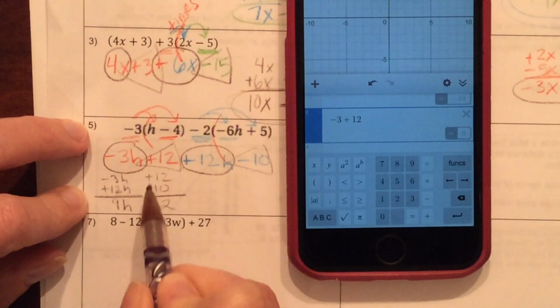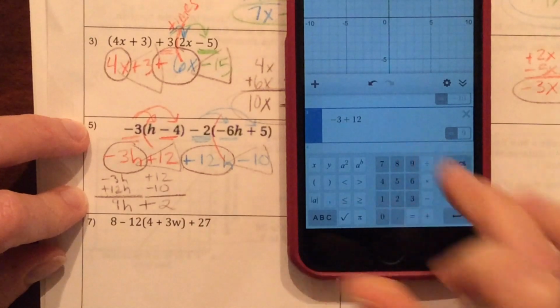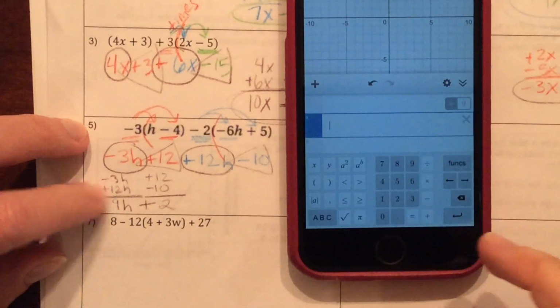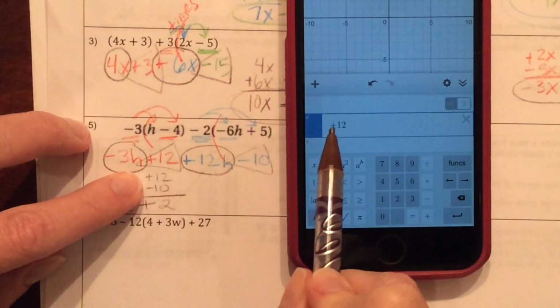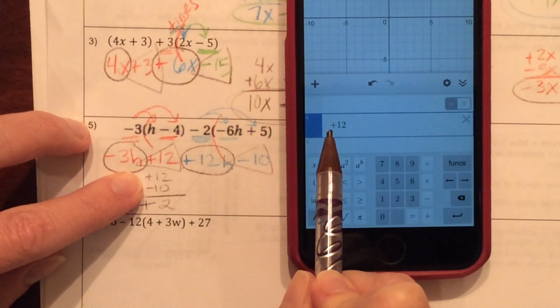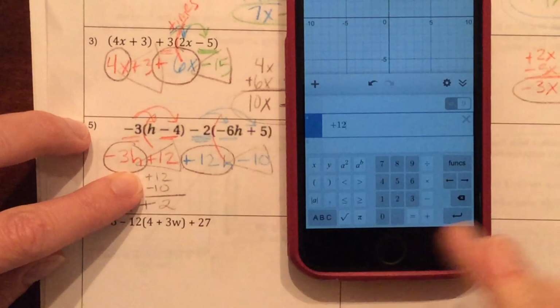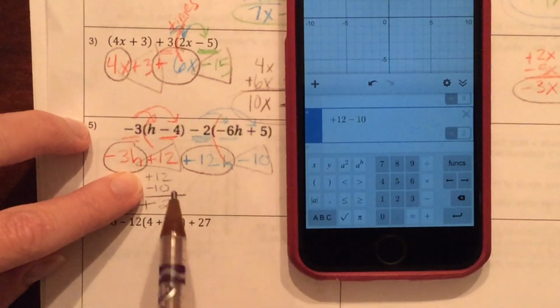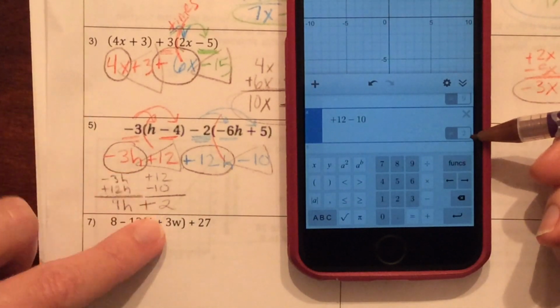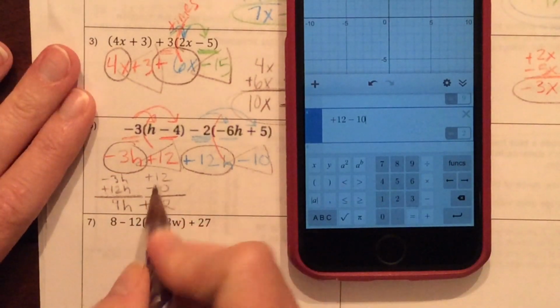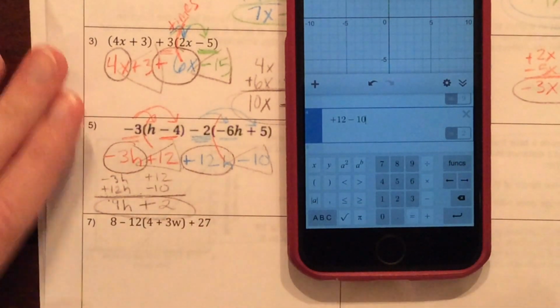And which one is there more of? There's more positives. If you're unsure, you go type it in on Desmos, and you can even with Desmos put that plus sign in the front. You can't do this on a TI-84. You just have to put 12 minus 10. But on Desmos, it's okay if you do that plus in there, and you can see that the answer that we got was correct. Final answer, 9h plus 2.